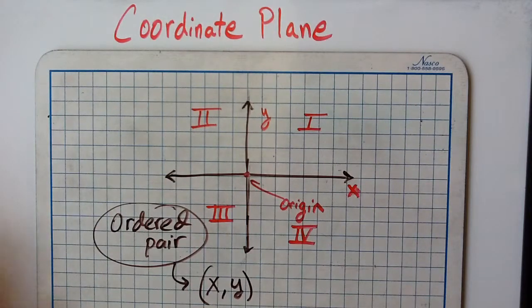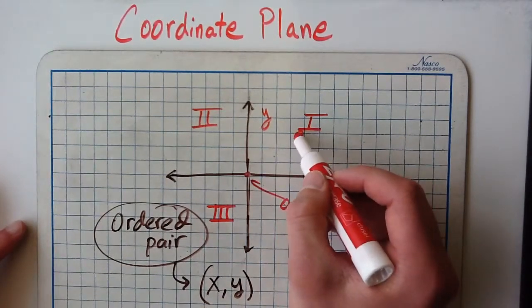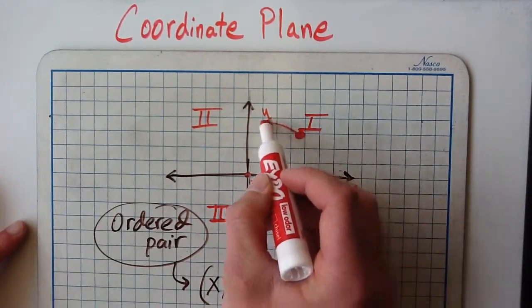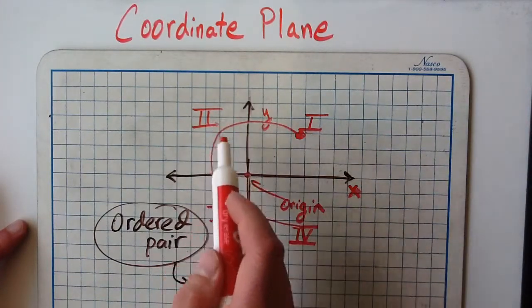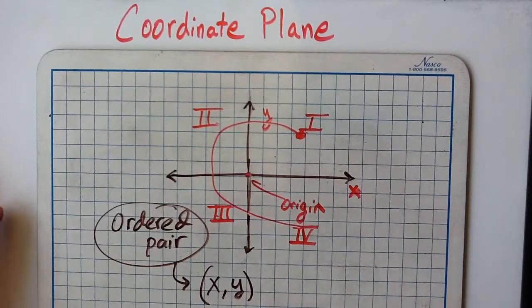Okay, now a way to remember this is if you start in quadrant 1 and go counterclockwise to make a C, that's sort of the order of the quadrants. Quadrant 1, 2, 3, and 4.